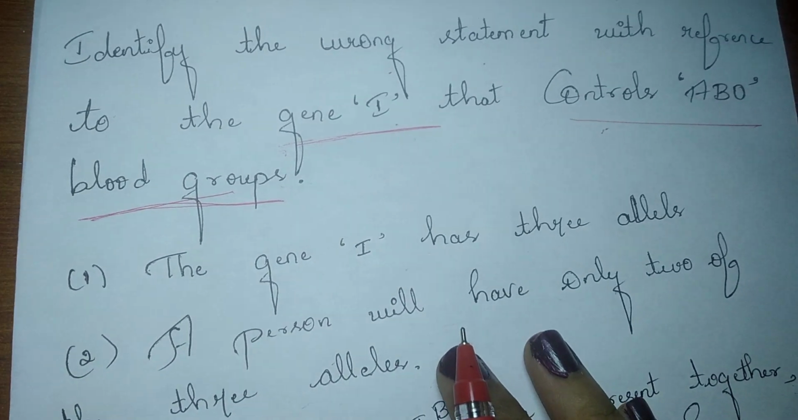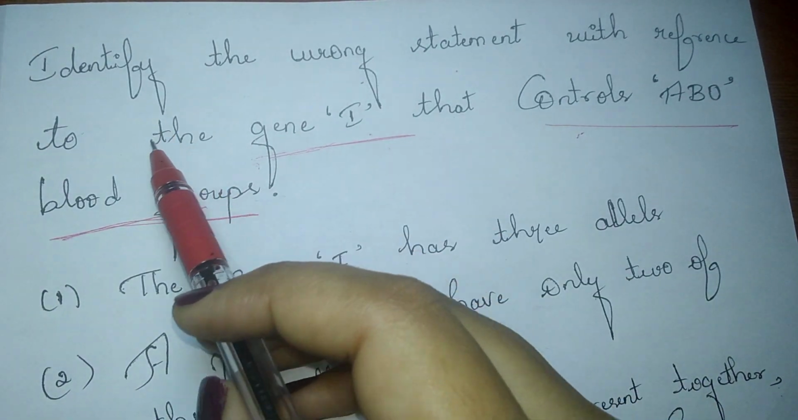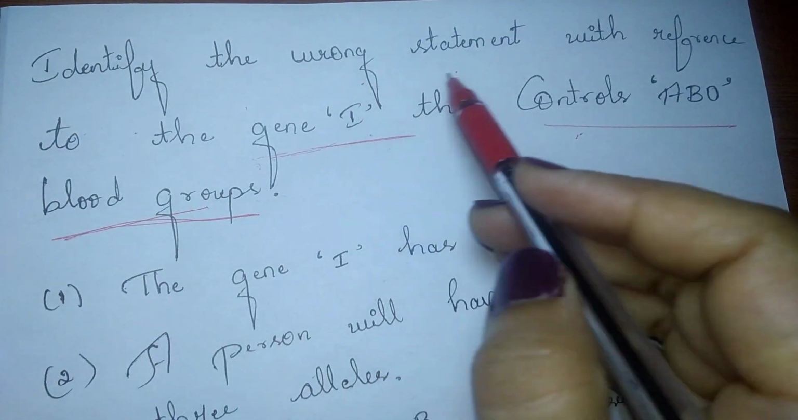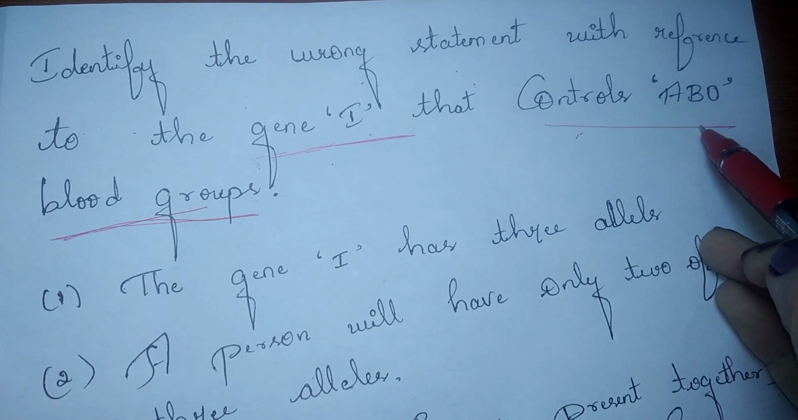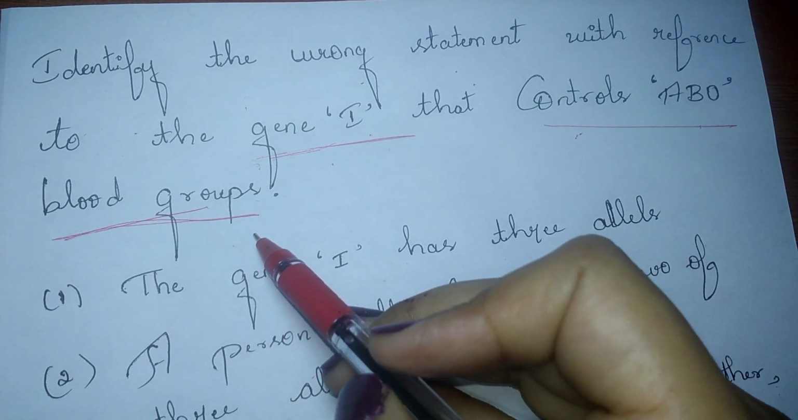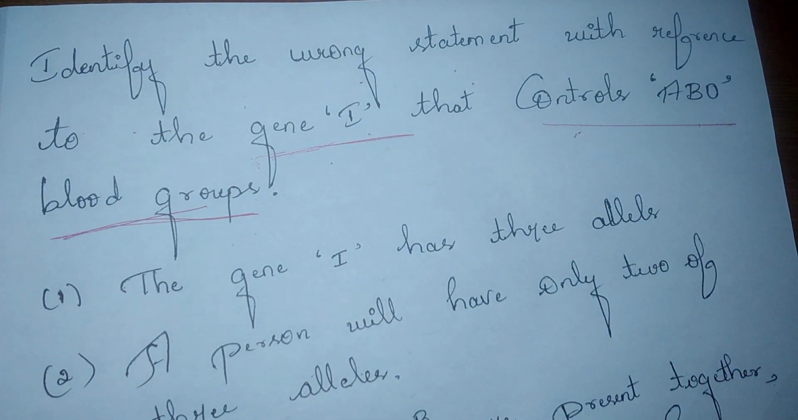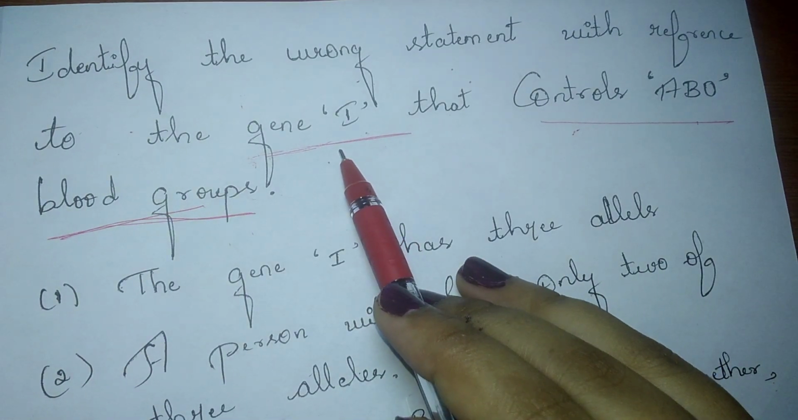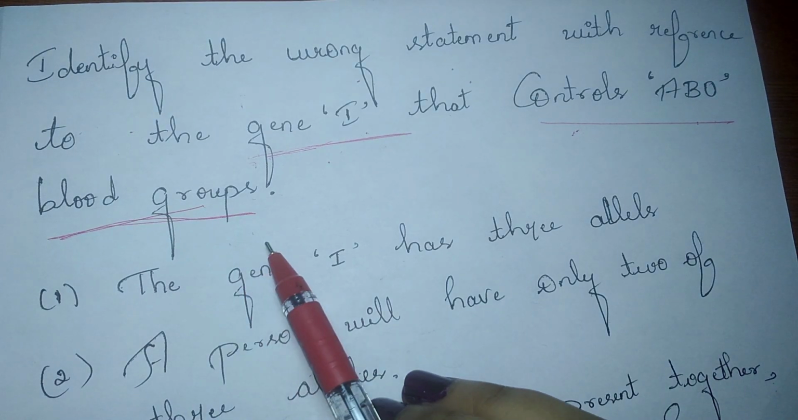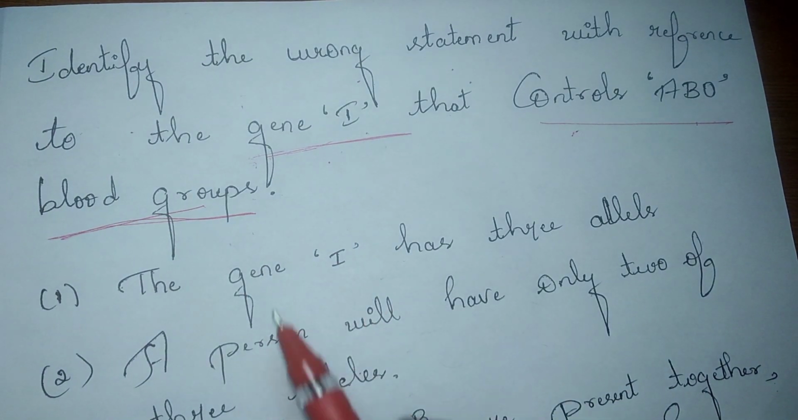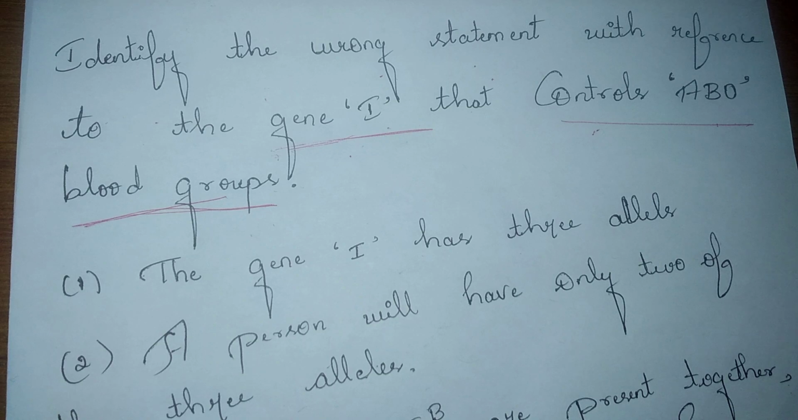Now let us start solving some of the questions. Our first question is, identify the wrong statement with reference to the gene I that controls ABO blood group. That means here they have given some statements with respect to gene I which is responsible for controlling ABO blood groups. So we need to choose the wrong statement with respect to this gene I.